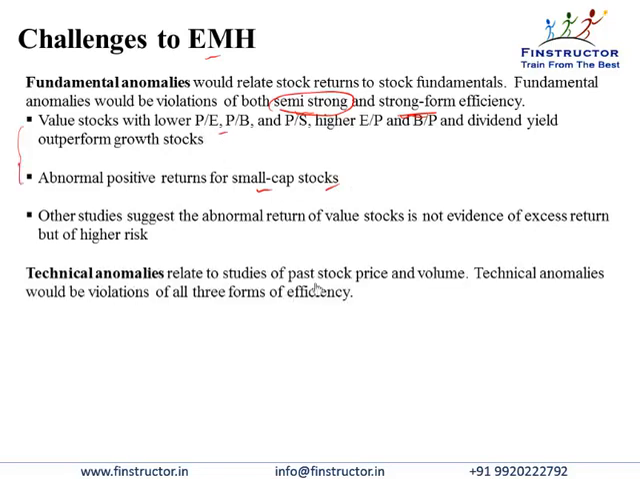Technical anomalies relate to the studies of past stock price and volume data. So technical anomalies would automatically be a violation of all three forms of efficiencies. So semi-strong form includes the weak form.